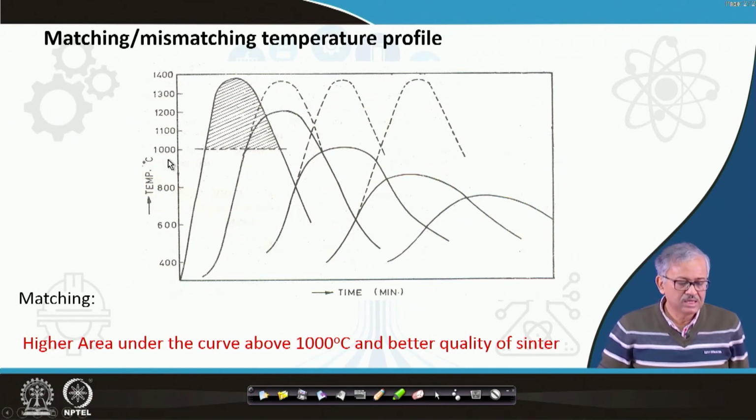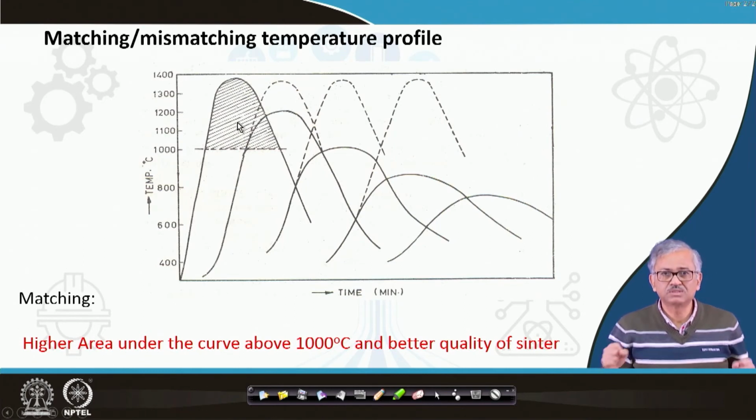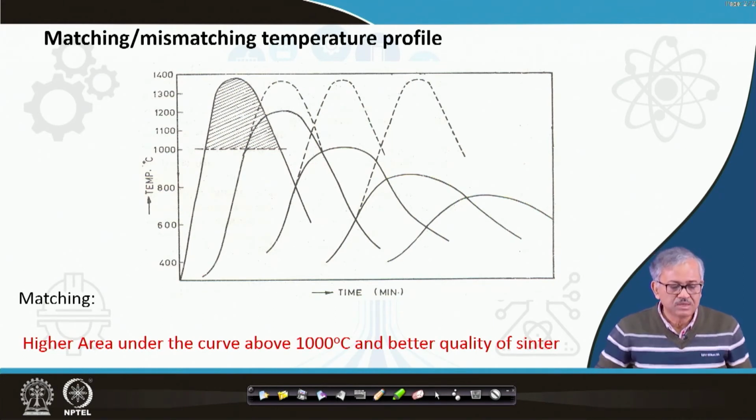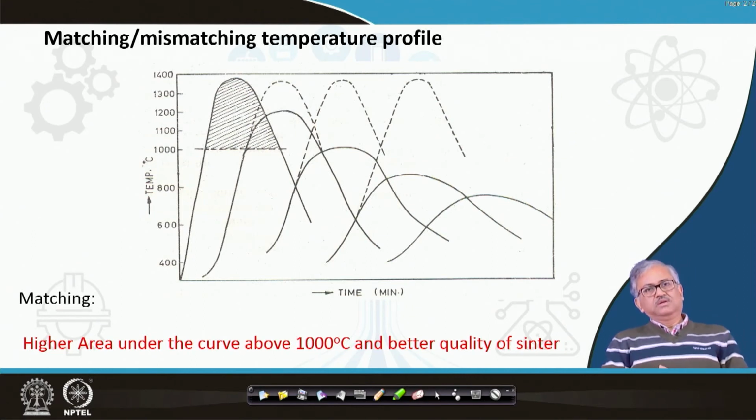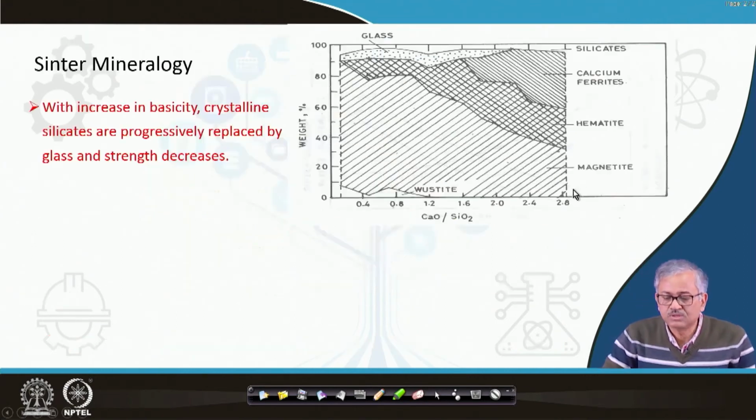The more the area under the curve above 1000, the better the sintering, because sintering is done basically by incipient fusion and agglomeration, right. So here you can see all the layers are above 1000, but in this case it is going down, there is no 1000, all temperatures are below 1000. So sintering is not at all taking place lower in the bed. Okay. So that is why the matching condition is important.